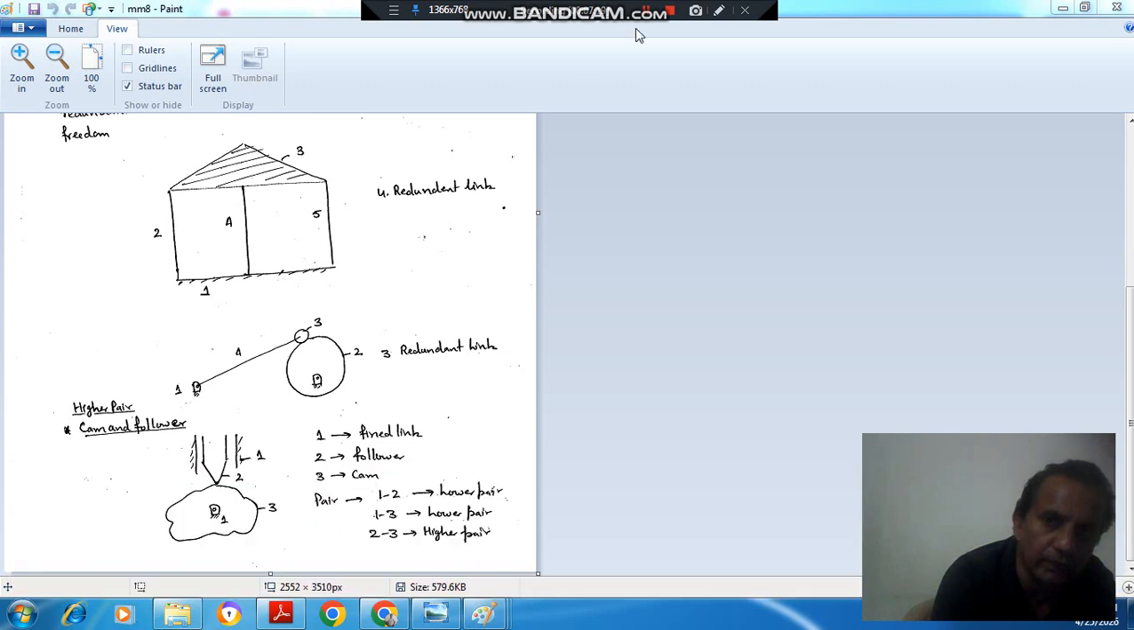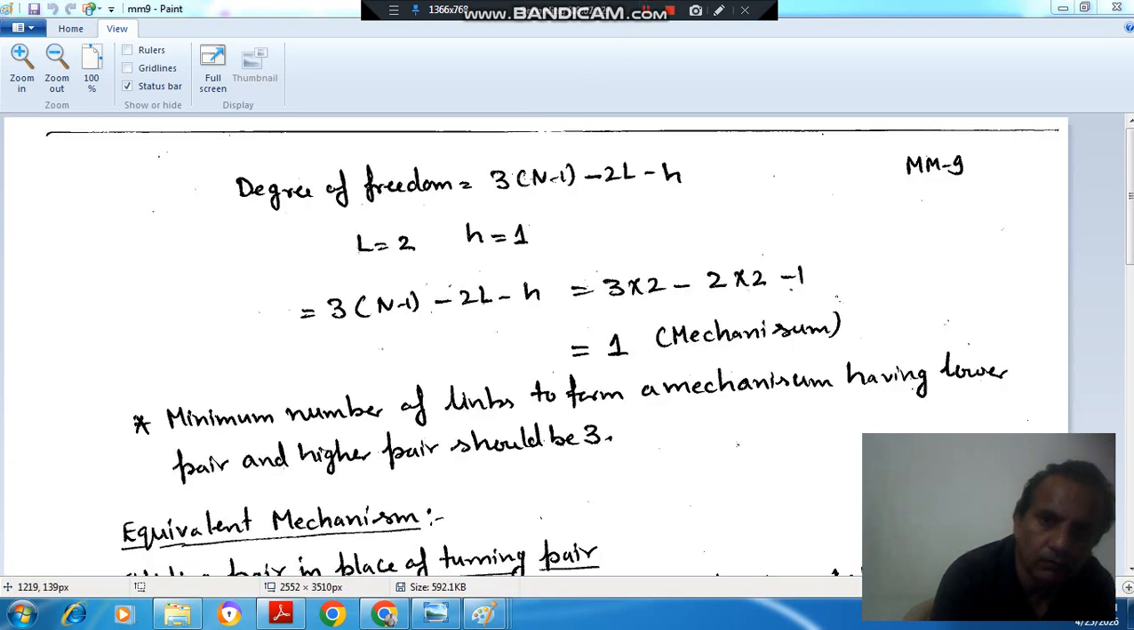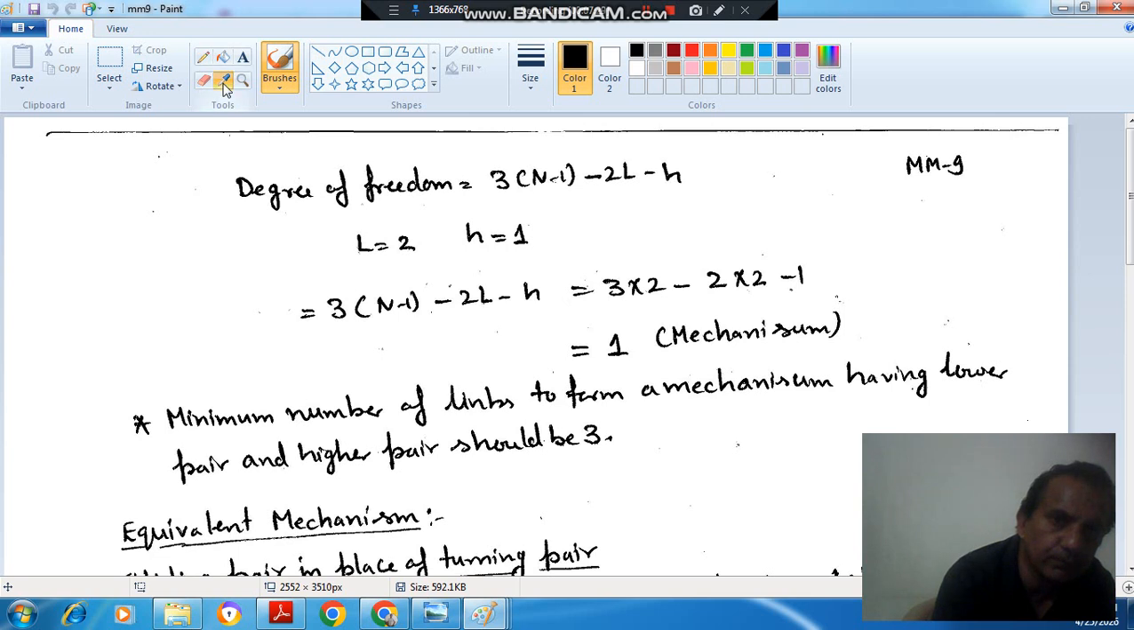So to find out degree of freedom, we will use this formula. Again the same formula, that is 3(n minus 1) minus 2l minus h. Here l is 2, the number of lower pairs, h is 1. So n is 3, so there are 3 links. So degree of freedom comes out as 1. So here 3 links having lower pairs and a higher pair form a mechanism.